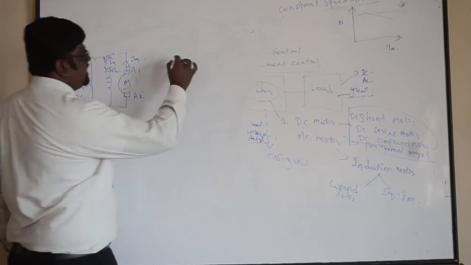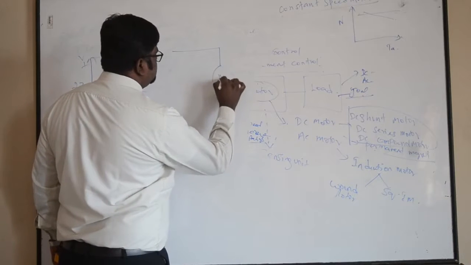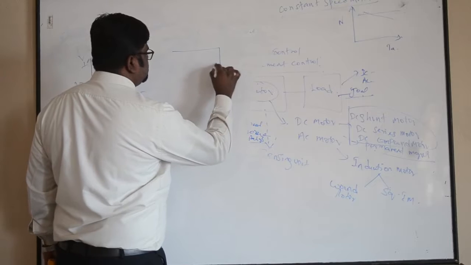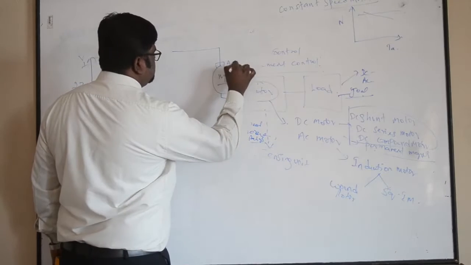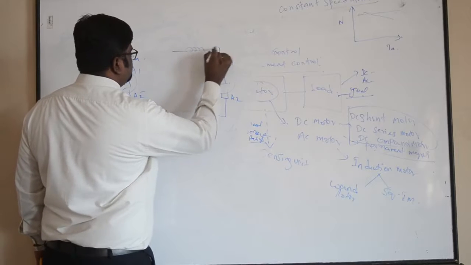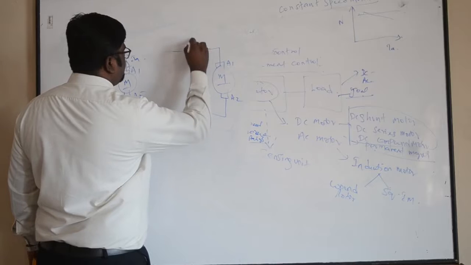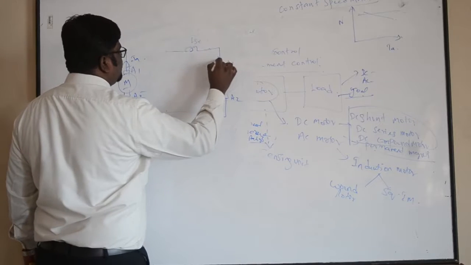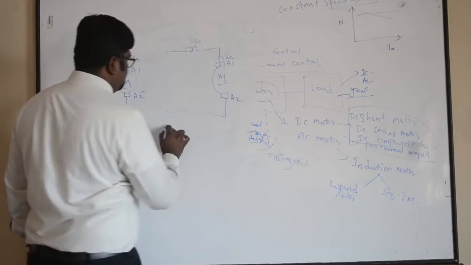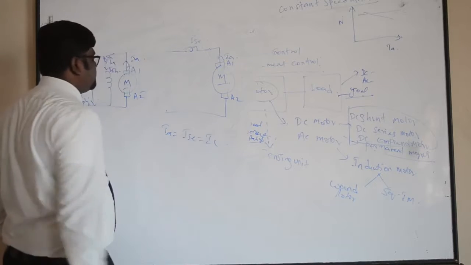And if we see the DC series motor, as we all know, here all the currents are the same. IA is equal to ISE is equal to IL.